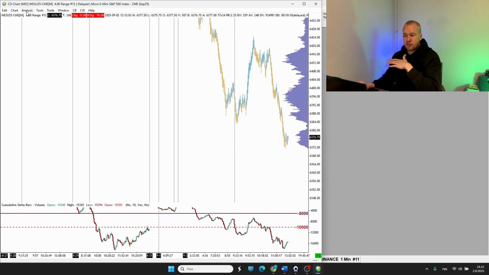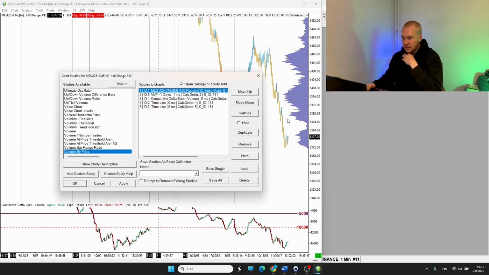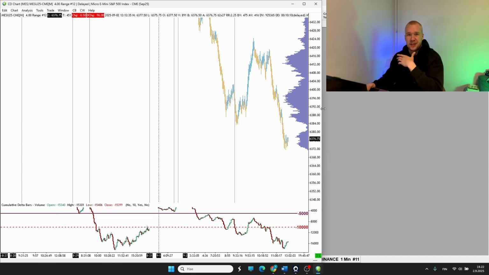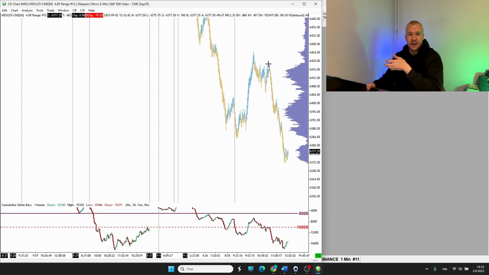So make sure to use as many of your own settings as you can, especially with the volume profile. There's a lot there you can change. You can put all kinds of settings there. But to me, the other settings are more of a distraction. I don't really need them. This is all I need.